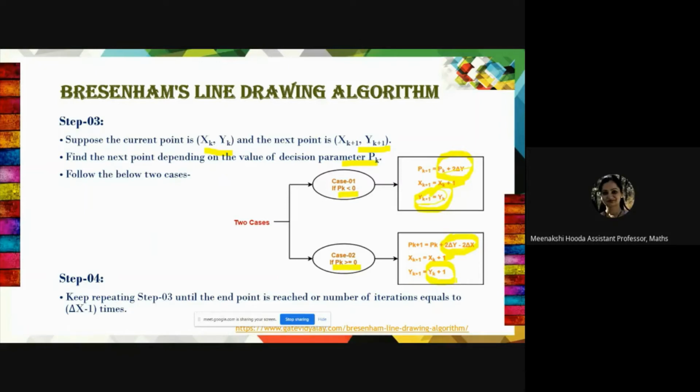So this is how it will work, and we will keep on repeating this step until the end point is reached, or the number of iterations equals delta x minus 1 times. So until we reach the end point, you have to keep repeating step 3. Let us have a look at the program also.